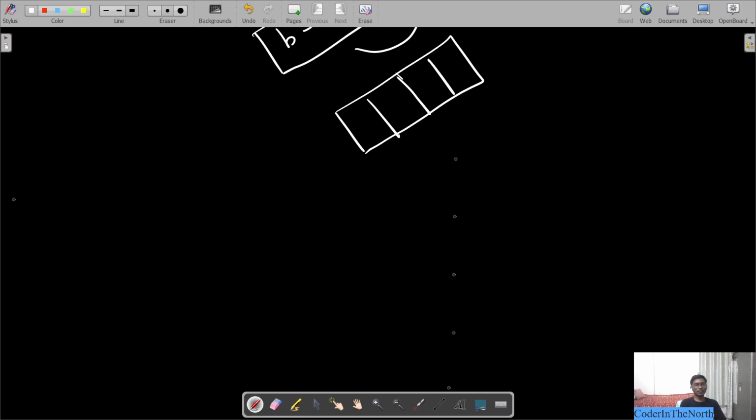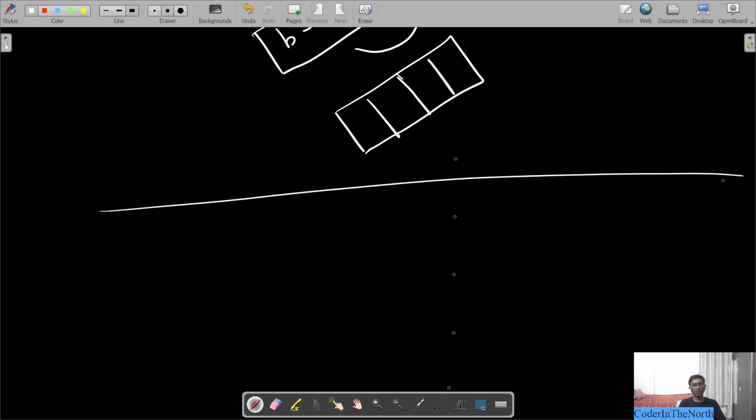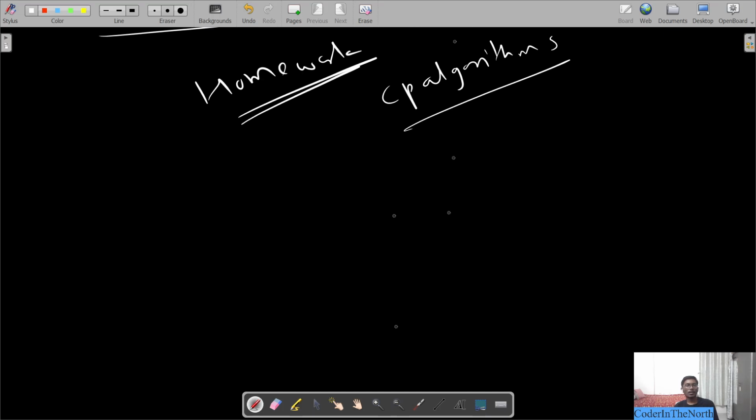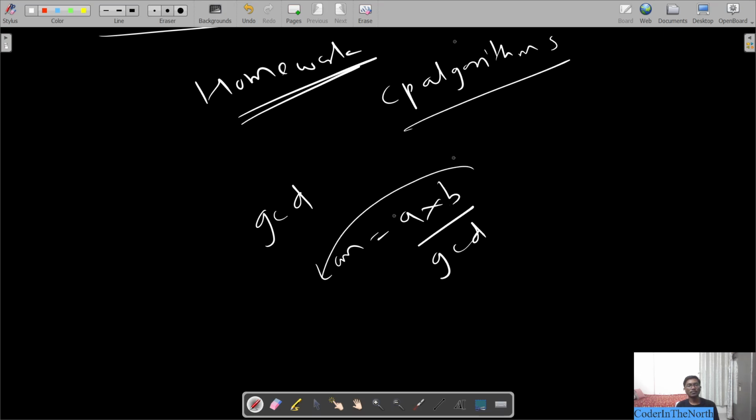So when it comes to the code, it's your homework. How can you implement Euclid's algorithm? You can go to the CP-Algorithms site and read the blog. Now I have GCD, so LCM will be a times b divided by GCD. Simple. Now we'll solve some problems.